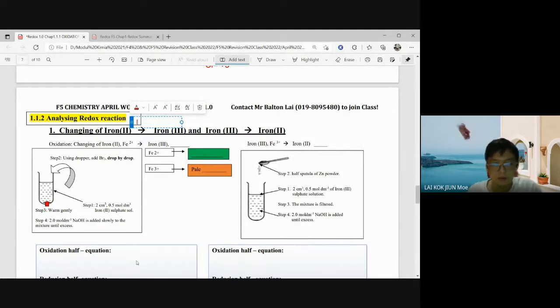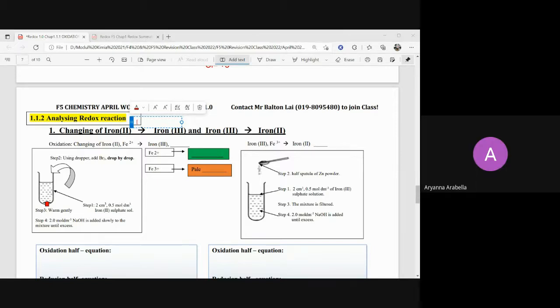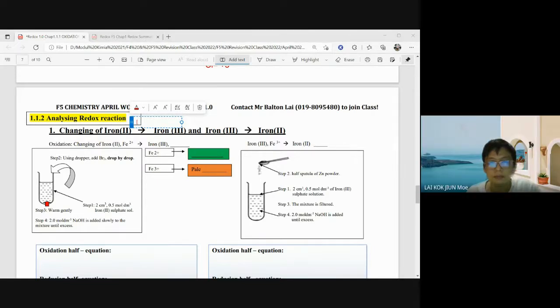Oxidize or reduce? Oxidize. Very good, because you know, when it adds, that is oxidation. So you just expect oxidize here.